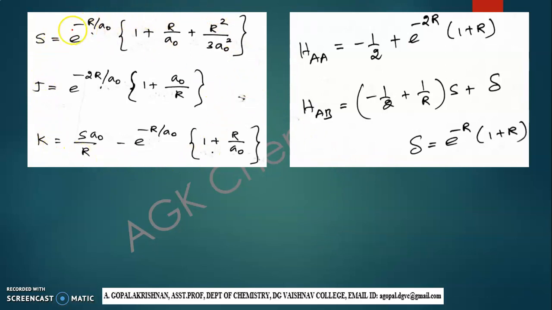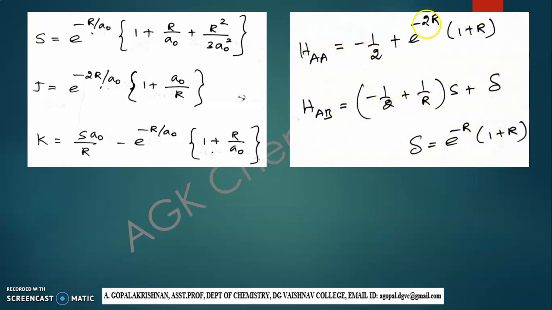See the integrals: the overlap integral S depends on the internuclear distance R. Similarly, the Coulomb integral also depends on the internuclear distance R. The exchange integral K also depends on the internuclear distance R, and it also depends on the overlap integral S. Now by substituting these integrals in HAA and HAB, we will get these results. This is the final result.